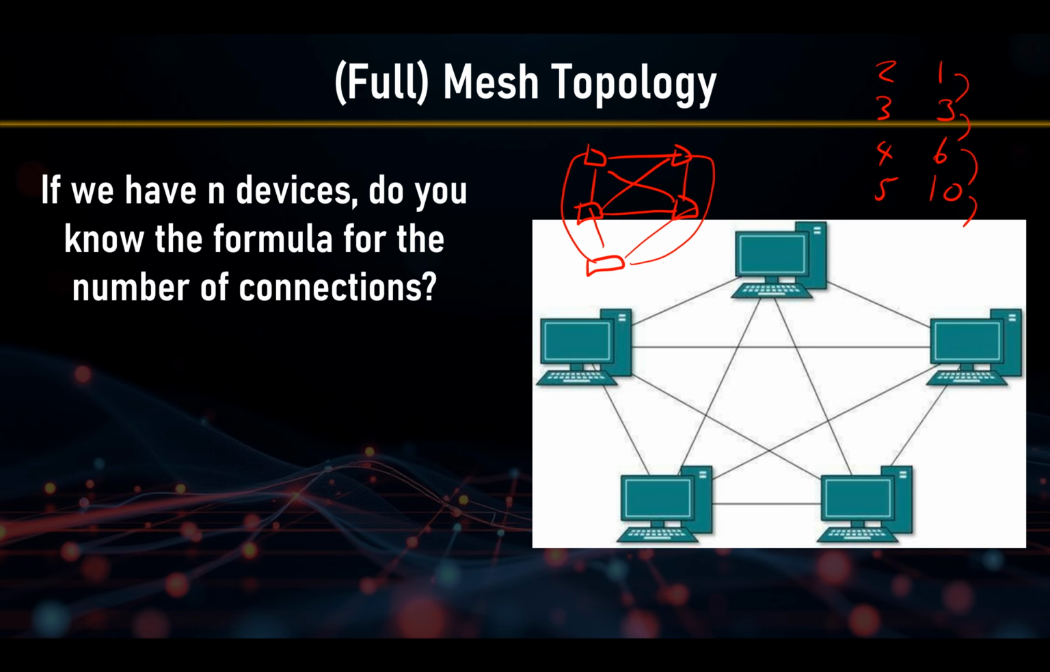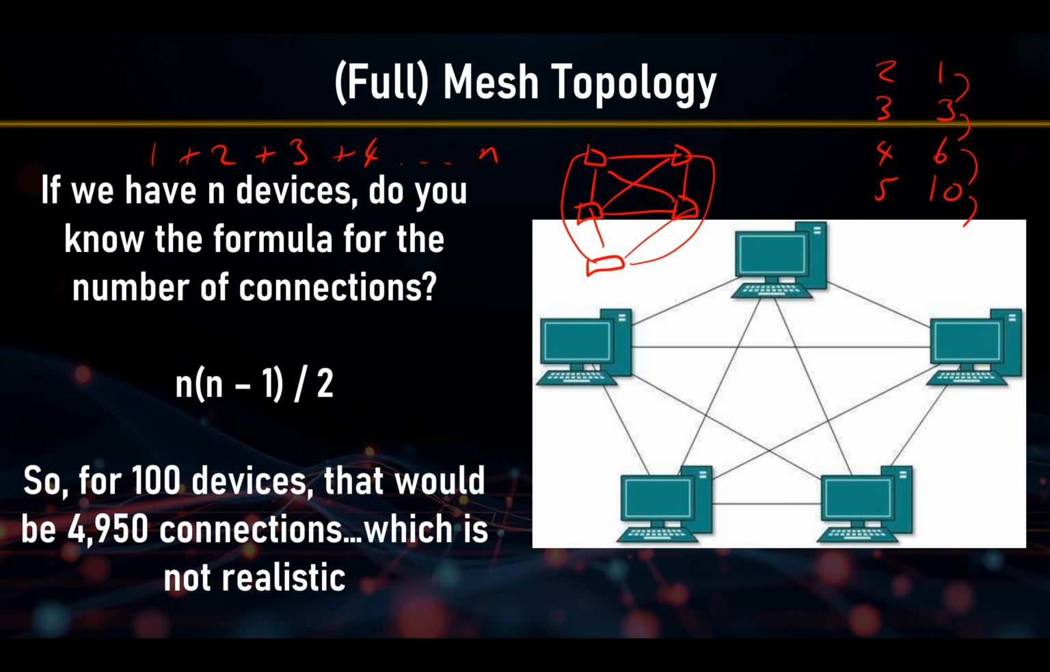Maybe you can realize that what this is doing is calculating the arithmetic sum, I think that's what they call it in maths, where of course it's 1 plus 2 plus 3 plus 4 plus 5, up until n. So if we think of that, the formula is just going to be this. If we look at an example, let's say we have 100 devices. That's going to be this many connections, this many wires, which of course is just not realistic if you're thinking about an office with 100 employees.